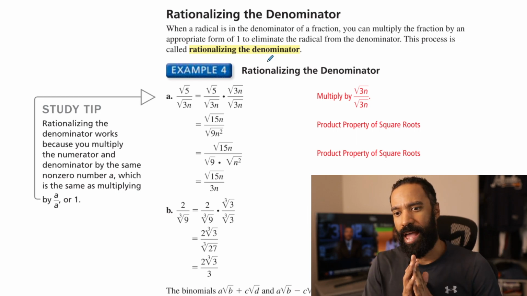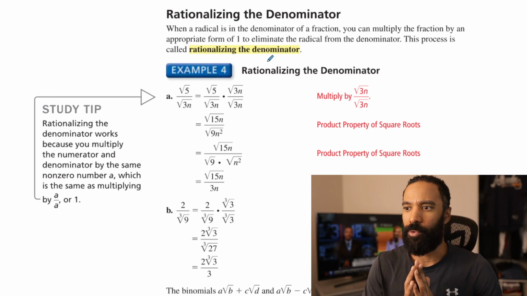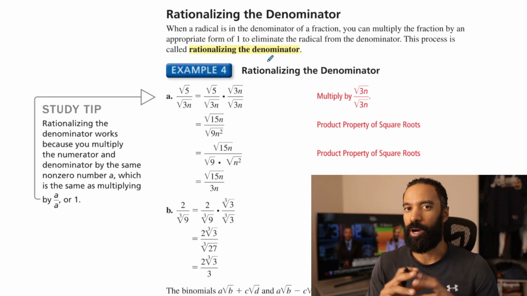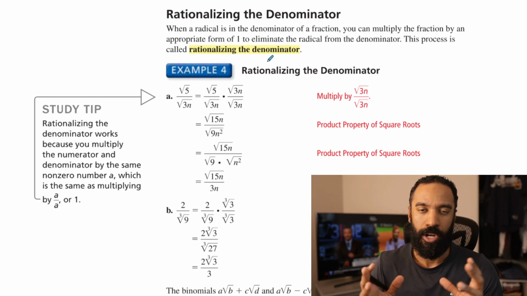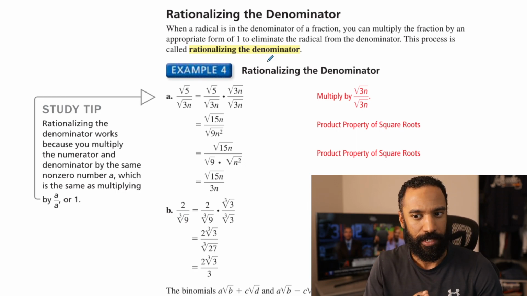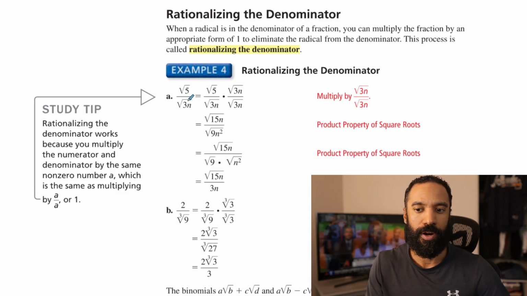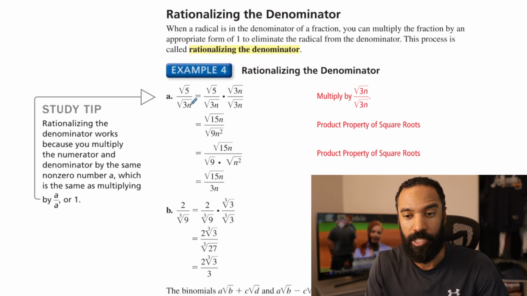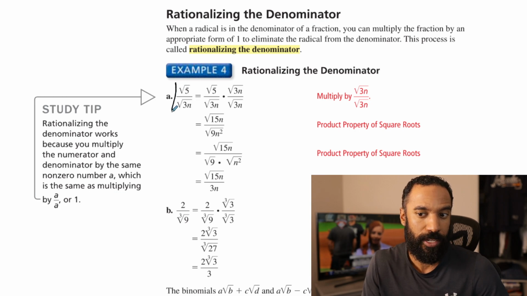Okay, here's this phrase called rationalizing the denominator. Now, what you've noticed is the previous problems had perfect squares, perfect cubes, and stuff inside the denominator. We were all taken care of. But what if you can't? We have the square root of 5 over the square root of 3n. 3 is not a perfect square. n's not a perfect square. There's nothing here. Do I just leave it like this?